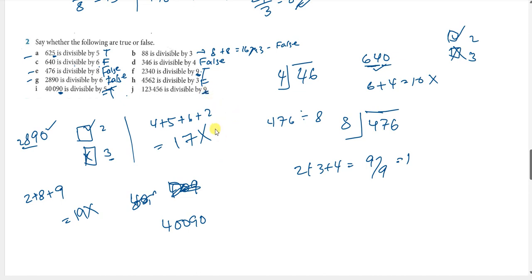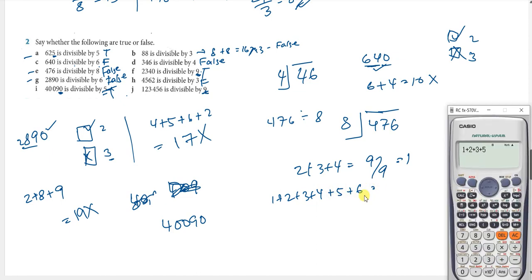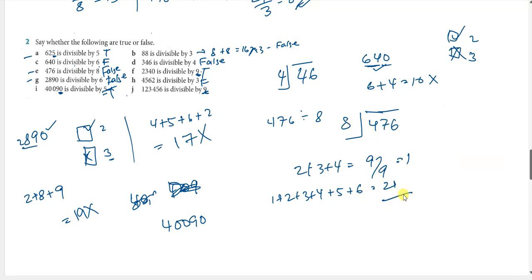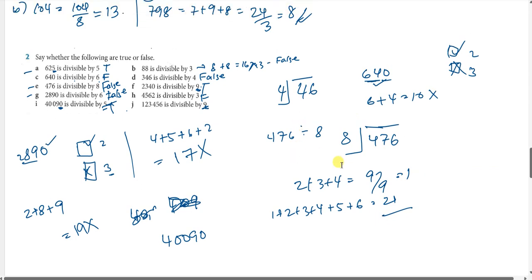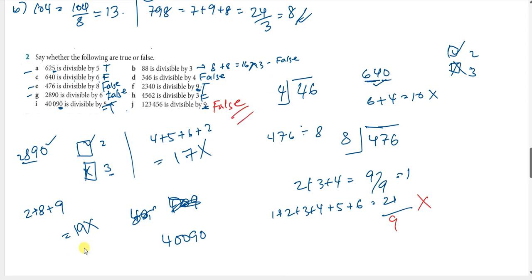So for 9 we have to add all the numbers and see if the sum is divisible by 9 or not. So 1 plus 2 plus 3 plus 4, 5 and 6. The answer is 21. Is 21 divisible by 9? The answer is no. Can we divide 21 by 9? So it's no. Hence, this is false. So I hope question 2 is clear for you. Let's move to question 3.